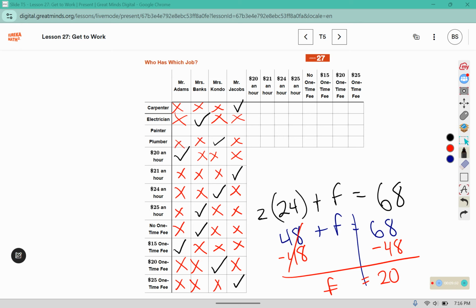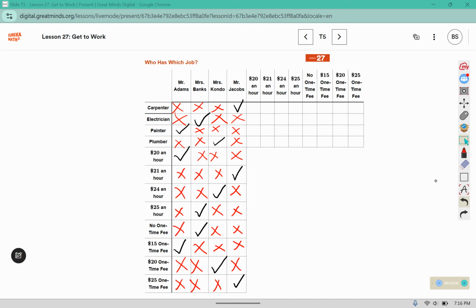That means the carpenter's taken, the electrician's taken, the plumber's taken, so Mr. Adams has to be the painter. Make sure that you have all this written down because we're going to reference it when we go to finish the equations and the rest of the information based on these people.